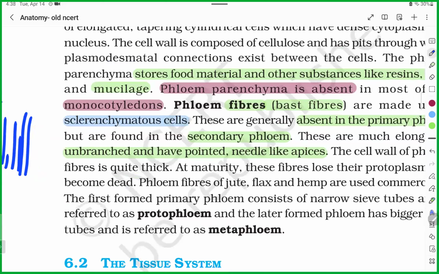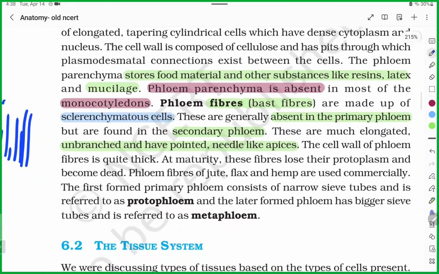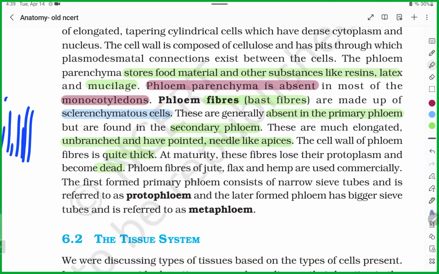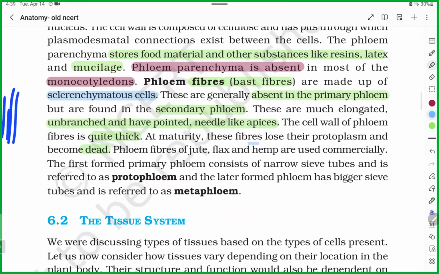The cell wall is thick because the cell is dead. When they mature, they lose all their protoplasm and become dead. What is the benefit of this fibre? We make jute, flax, and hemp. Jute cloth is famous. Jute bags are famous.